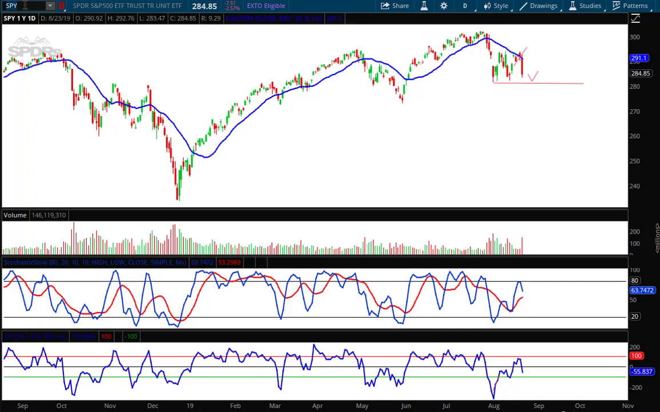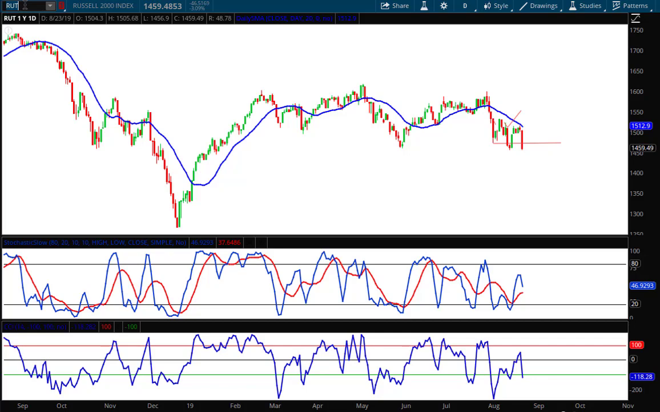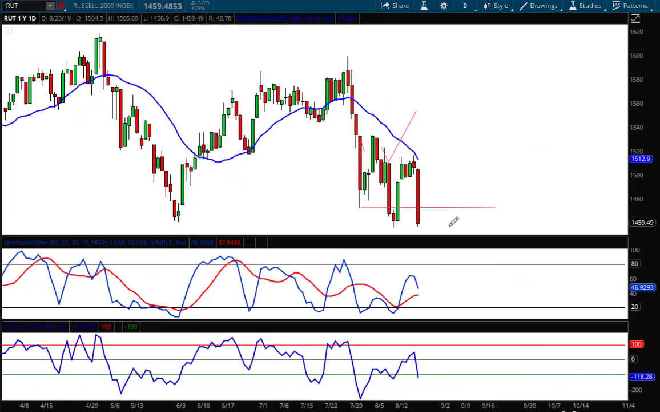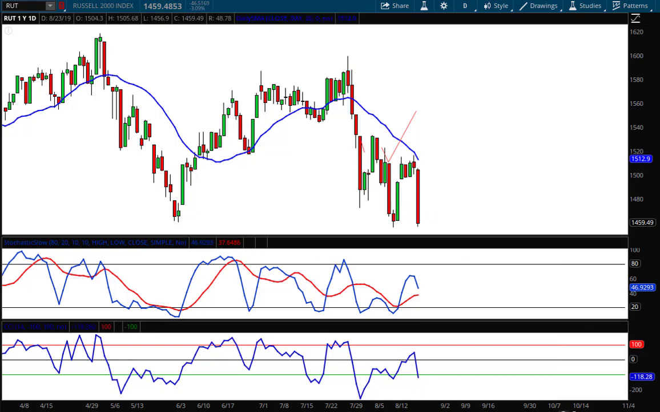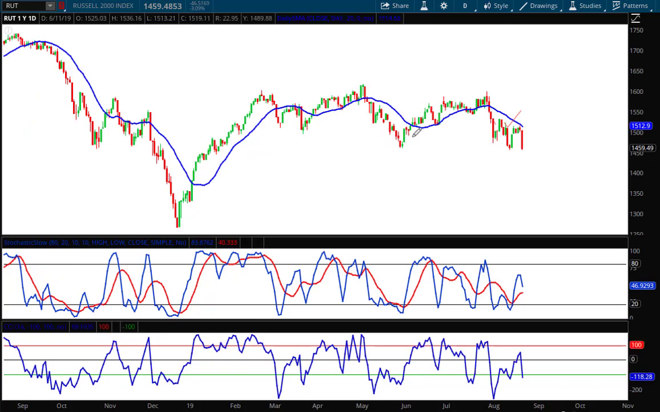And that leaves us with the Russell 2000. If you look at the Russell 2000, this is the more broad-based index, and you can see that we closed below the support level. So this support level has now been broken, and what that means is that the market is now going to be seeking a new level of support. This is the first level of support that I can see for the Russell 2000.